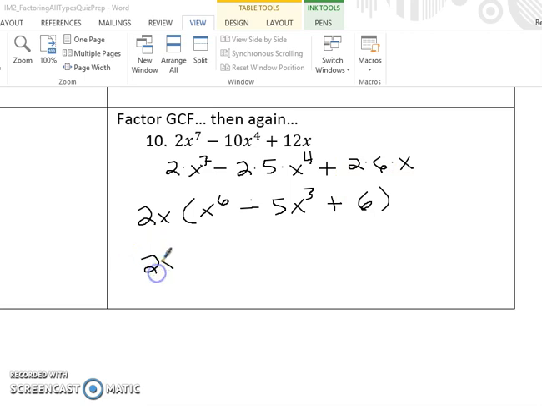So here we have to factor the remaining. It says then again, factor again. We pulled out the GCF, now we have to factor again. And what two terms will multiply to give us the x to the sixth? X to the third times x to the third will give us x to the sixth. What two terms will multiply to give us a 6? A 2 and a 3, both negative.